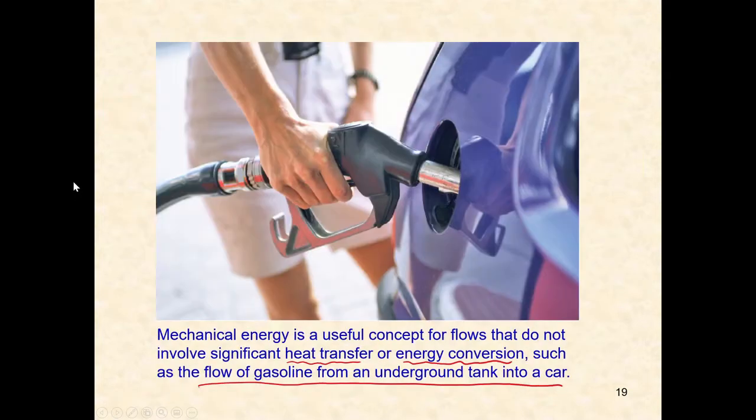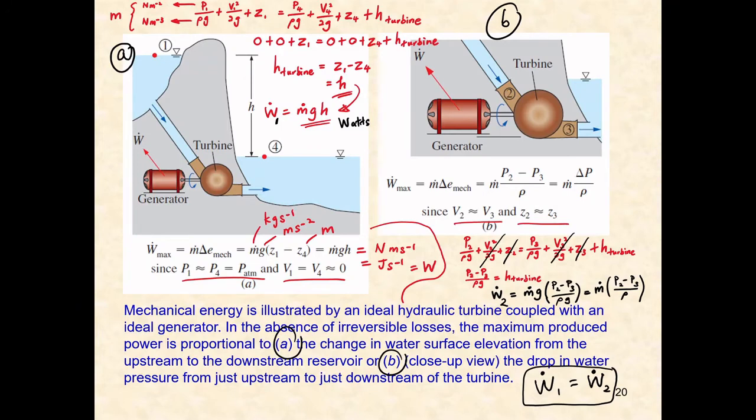So mechanical energy is a useful concept for flows that do not involve significant heat transfer. That means there's no heat loss, no friction loss, or energy conversion, such as the flow of gasoline from an underground tank into a car. So basically, it's a simple transfer of flow energy, kinetic energy, and elevation energy, or potential energy. So now let us look into this mechanical energy conversion.